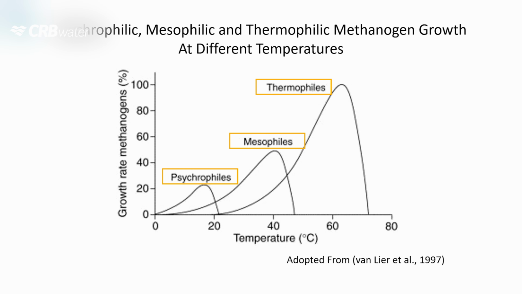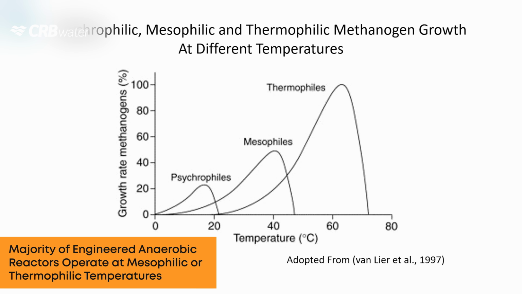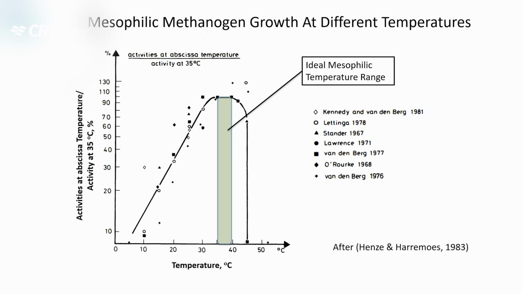The majority of engineered anaerobic reactors are constructed for mesophilic or thermophilic temperature ranges due to their superior methanogenic activities. Mesophilic microbes work effectively within their optimal temperature range, as illustrated in the chart assembled by Danish researchers here, depicting methanogenic activity on the y-axis and temperature on the x-axis. It is noteworthy that the y-axis is a logarithmic axis in this diagram.